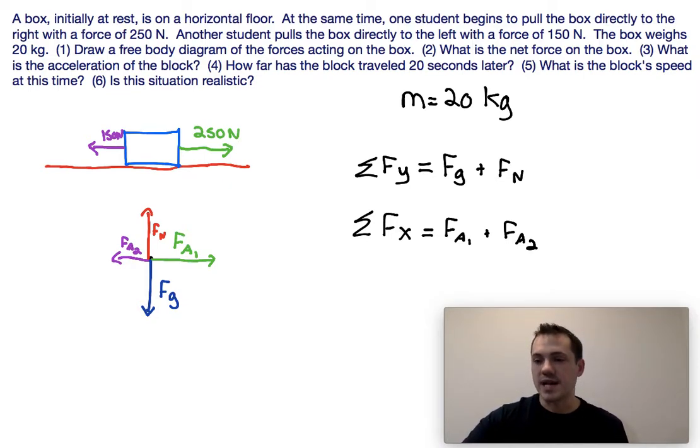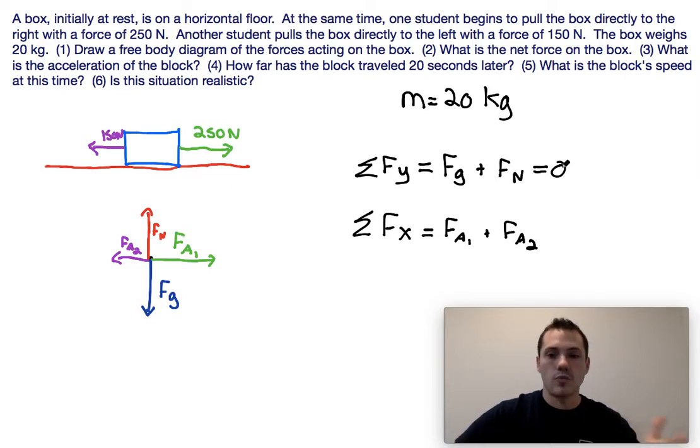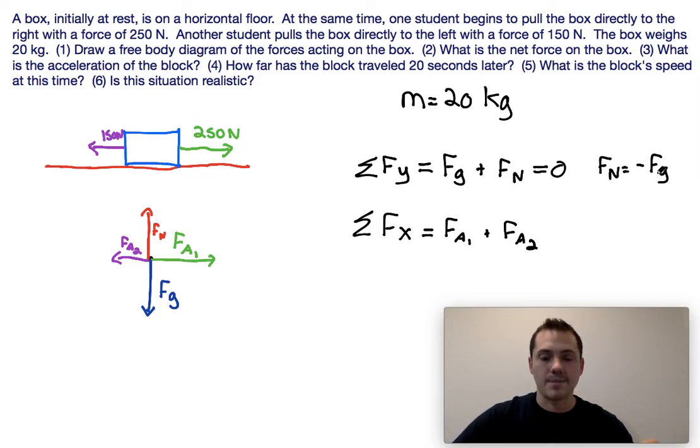The normal force, which acts perpendicular to the horizontal plane, is acting straight up. And it's not accelerating up or down. It's not going down and it's not going up. It's only going side to side. So since it's not accelerating in the y direction, we know that these two add up to 0 in this case. So we could say that the normal force is equal to the negative force of gravity.